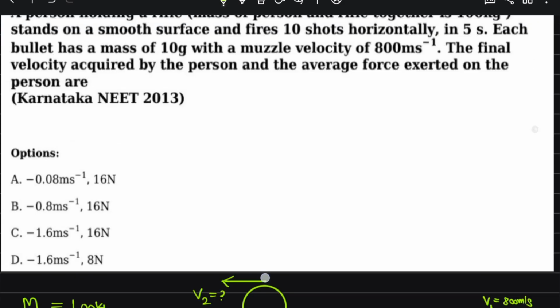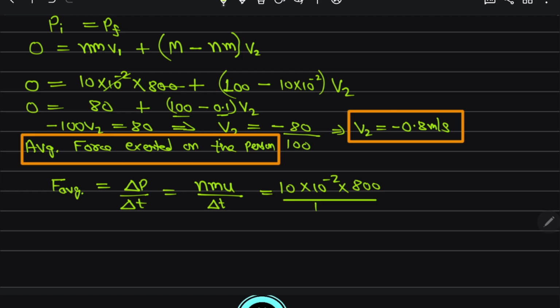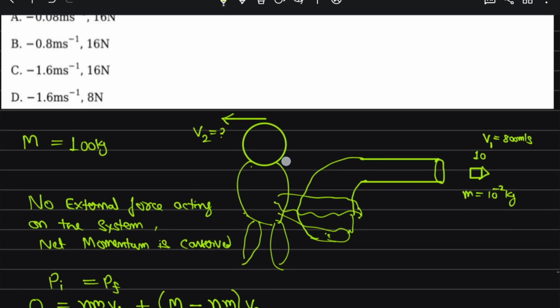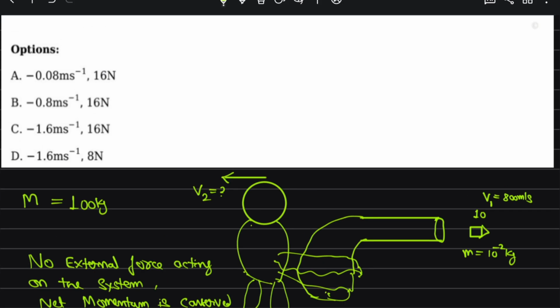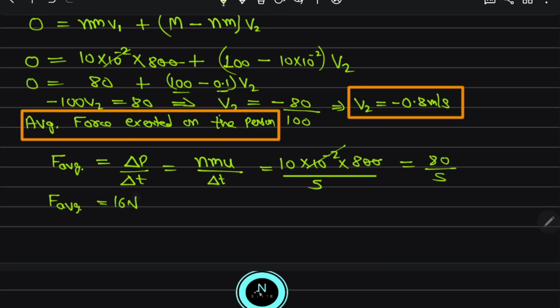Just one minute, the time is 5 seconds. Okay, sorry, this is a mistake I made. Calculation mistakes happen so many times. 10 to power minus 2 and this 2 are going to be cancelled. So this is 80 by 5. So average force comes out to be 16 Newton. So 0.8 and 16 Newton, so option B is correct.